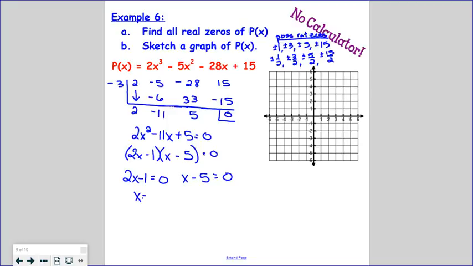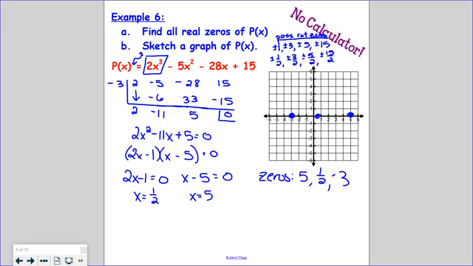Add 1, divide by 2, I get 1/2. Add 5, I get 5, and my list of zeros is just that. 5, 1/2, and -3. There's my dots on my x-axis. And now we're back to the problem that we already know how to do. I've got my dots on my x-axis. Go back to your leading term. That's an odd positive. So it's going to increase as we move to the right. There's the ends of my graph.